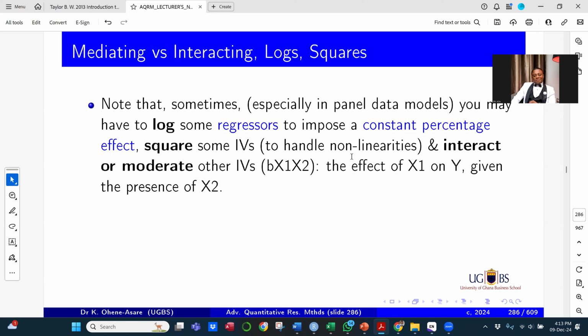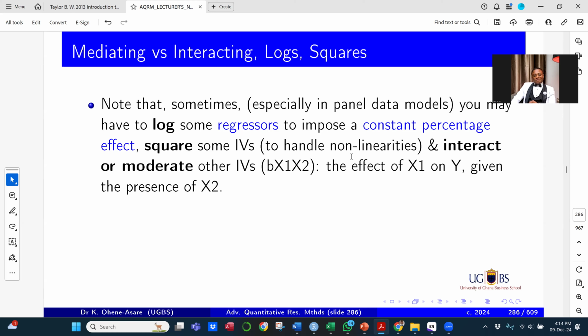And when there's enough theoretical literature basis for that, you got to square that variable. That is why we square some variables. You would also have to probably interact or moderate some independent variables. Interacting or moderating an independent variable is the same thing.